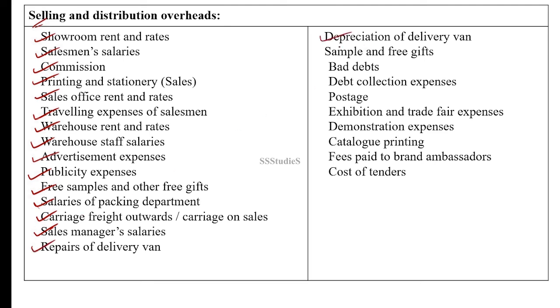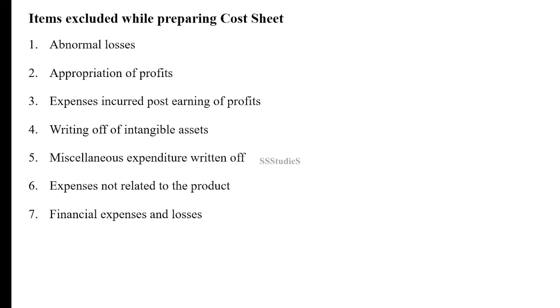delivery van, depreciation of delivery van, samples and free gifts, bad debts, debt collection expenses, postage, exhibition and trade fair expenses, demonstration expenses, catalog printing, fees paid to brand ambassadors, and cost of tenders. So those are the expenses that come under selling and distribution overheads.